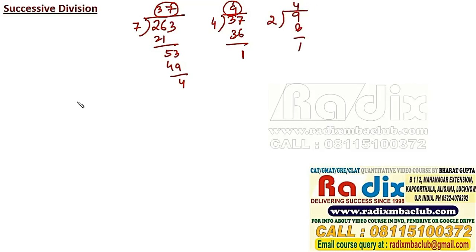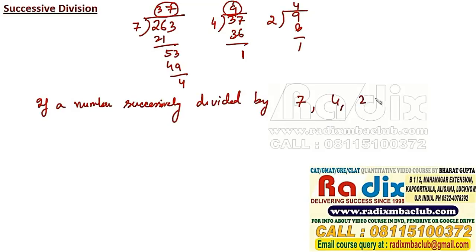So we will say that if a number is successively divided by 7, 4, 2, the respective remainders are 4, 1, 1. See, this is a very important part, as in this case infinitely many numbers are possible which satisfy this condition. This 263 is one of them.